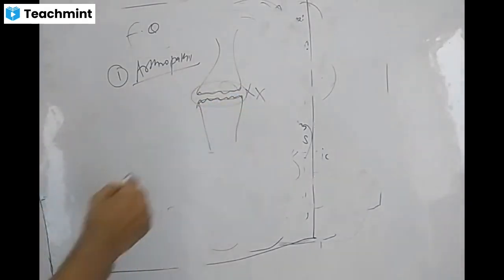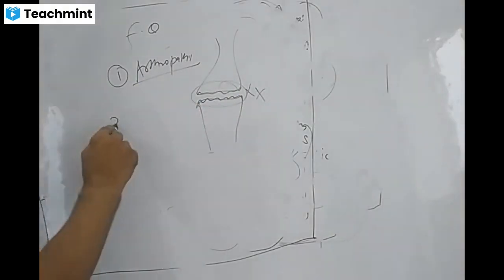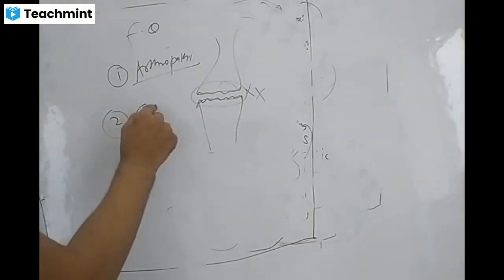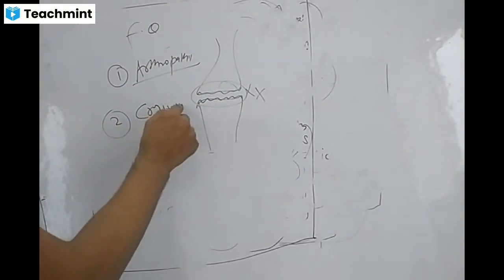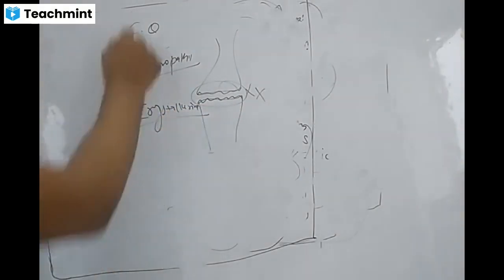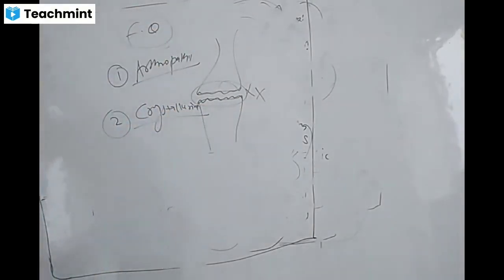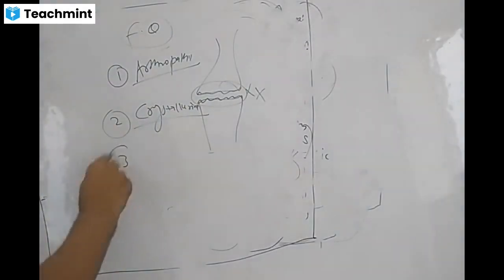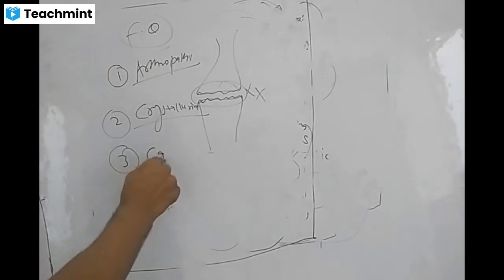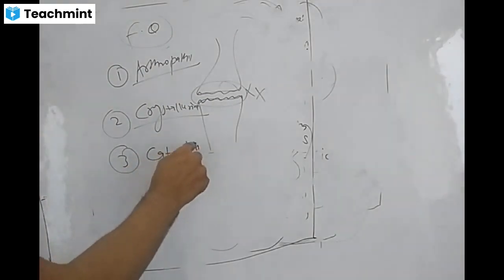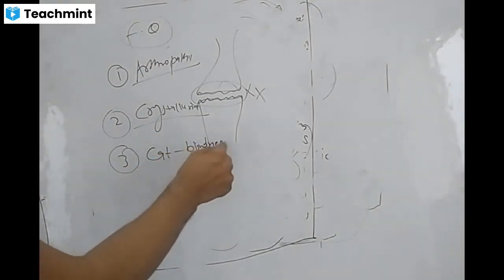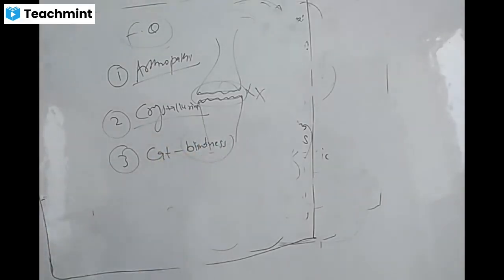Damage the cartilage. Second is crystalluria. They also lead to precipitation of crystals in the urine. And the third is, on chronic use in case of cat, there will be blindness. So these are the three important adverse effects of fluoroquinolones.